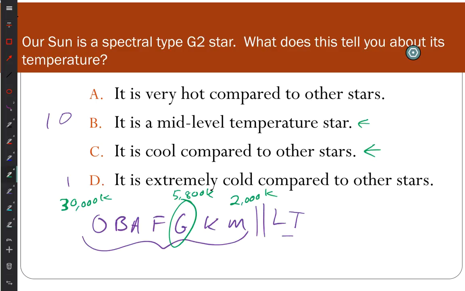Obviously, for a test question, I try to word it so there's only one that I'll accept. Good answer, Amelia.